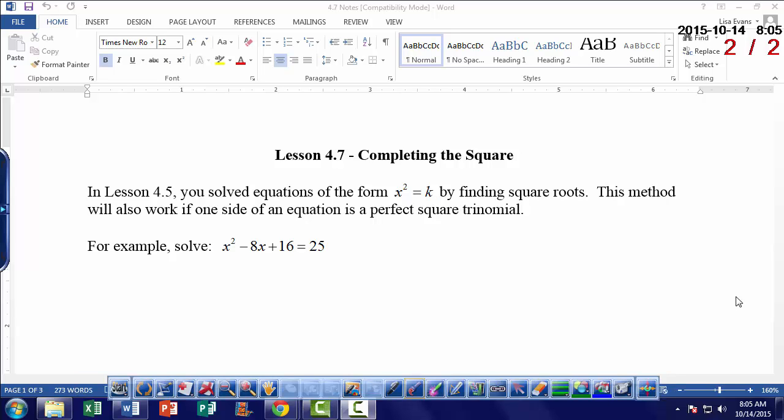Hello, today we are doing lesson 4.7. We are going to learn how to complete the square. We are going to complete the square to solve problems, and we're going to complete the square to write our equations in vertex form. In lesson 4.5, you solved equations of the form x squared equals k by square rooting both sides.